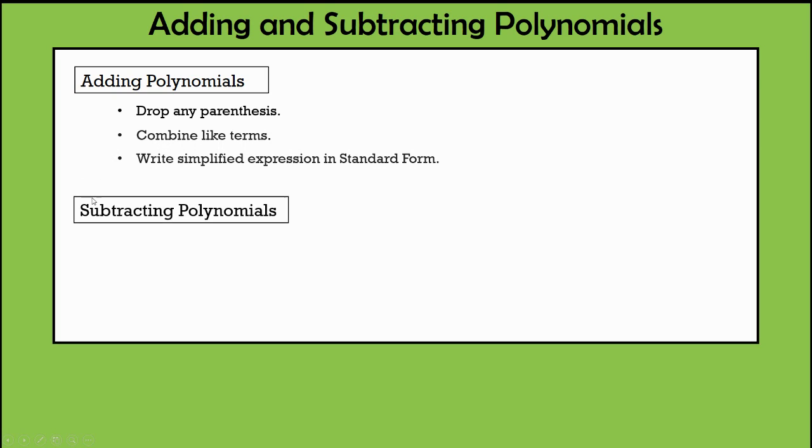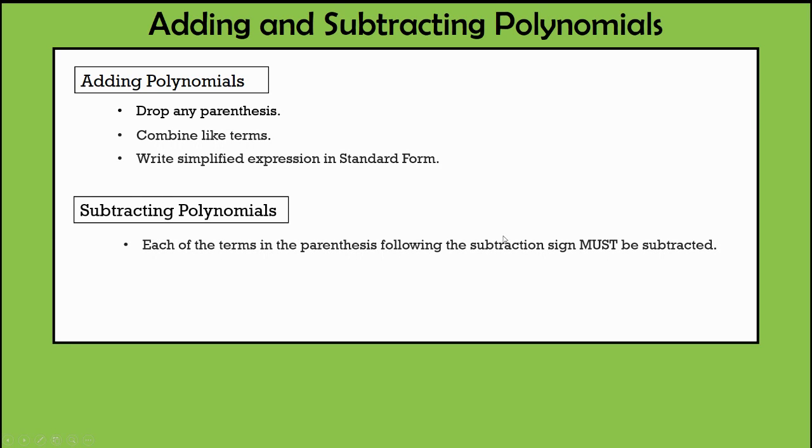Okay. When we subtract polynomials, it's really the same process, but there's one key part to it to start with. That subtraction sign in front of that grouping symbol, when it's minus a grouping symbol, means we have to subtract each term in that parentheses that follows that subtraction sign. Okay, so that's huge.